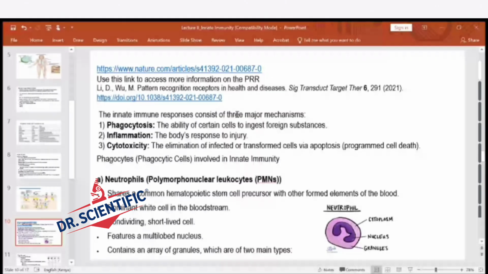So besides that, the innate immune system will use 3 major mechanisms to prevent foreign invasion. The first mechanism being phagocytosis. I'm sure you've talked about phagocytosis before, especially in your physiology.